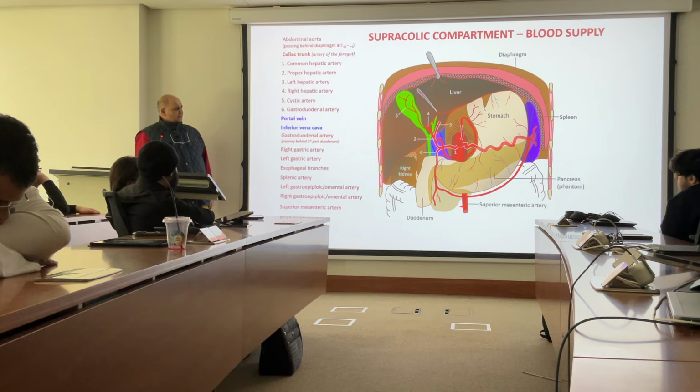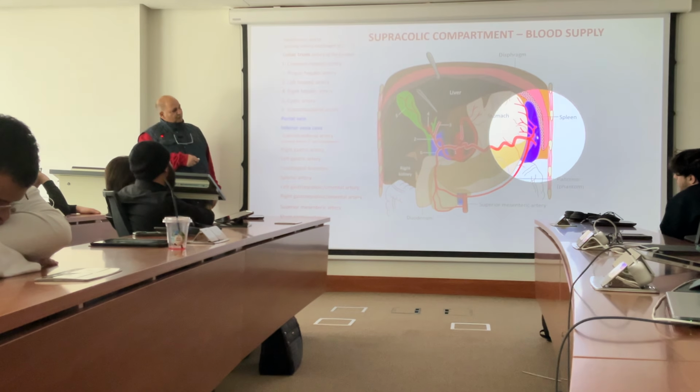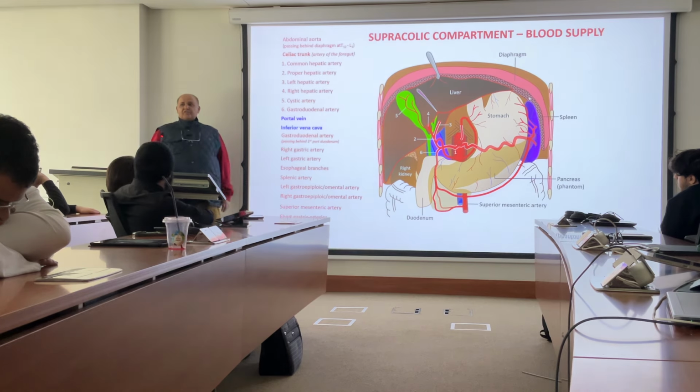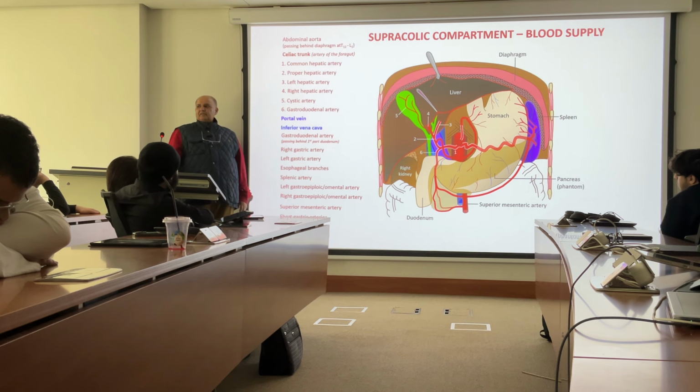This is my superior mesenteric artery. Now the short gastric is the one which is coming from my splenic, that covers the fundus of the stomach. Are we clear?